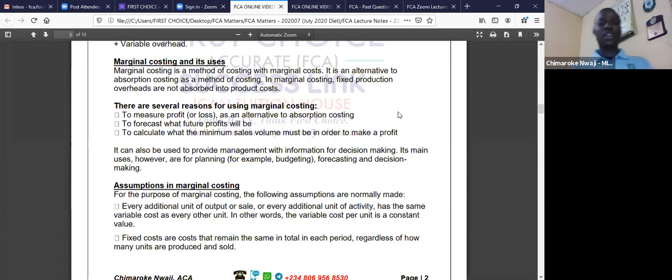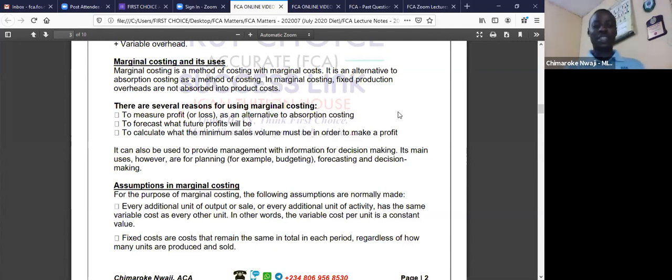Now look at the second assumption. Fixed costs are costs that remain the same in total regardless of how many units are sold. Now, from this, it means that fixed cost per unit varies, while variable cost per unit is fixed.